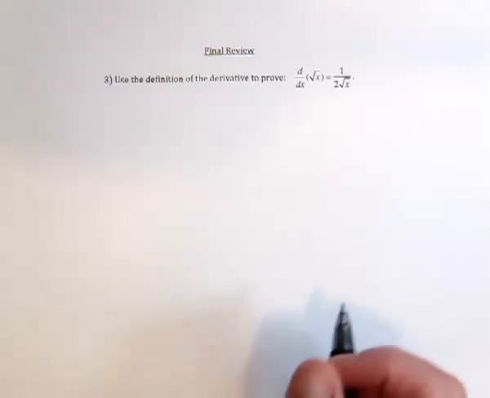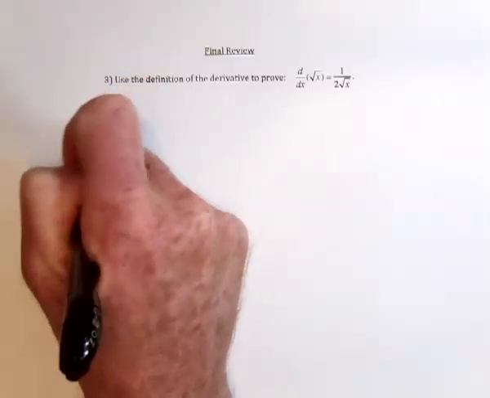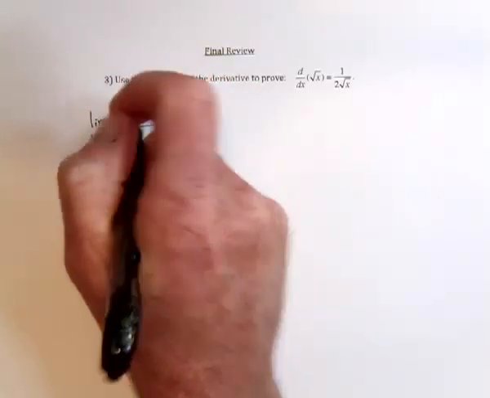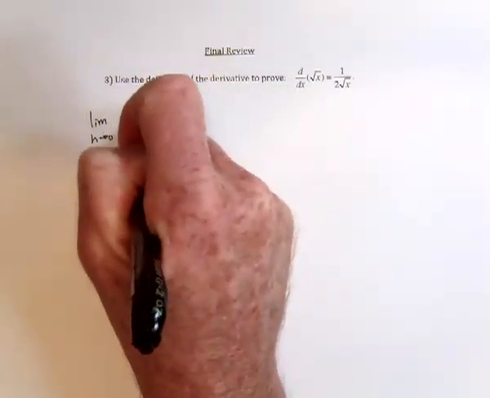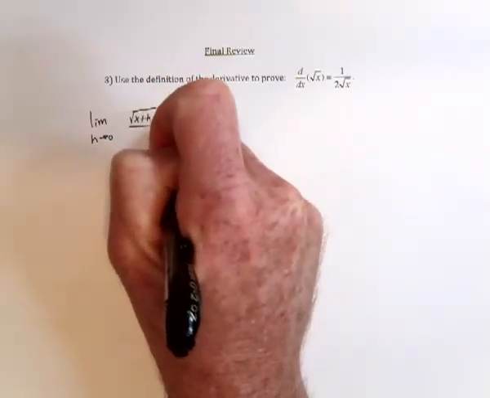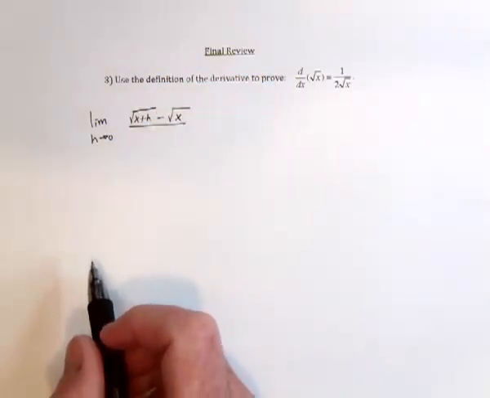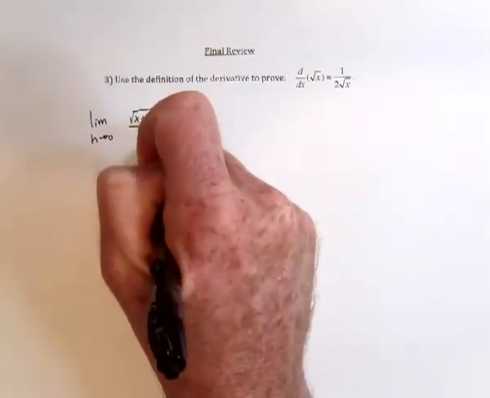Well, we haven't done one of these for quite a while. So I'll use the definition that has h approaching 0, and then for the function square root of x, substitute x plus h, and then just the function with x in it. So this is basically rise over run.